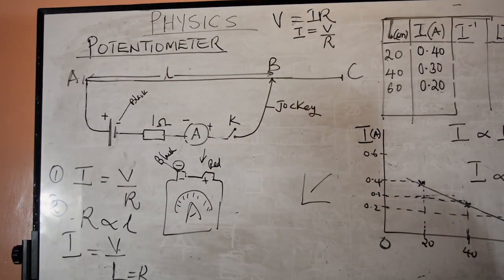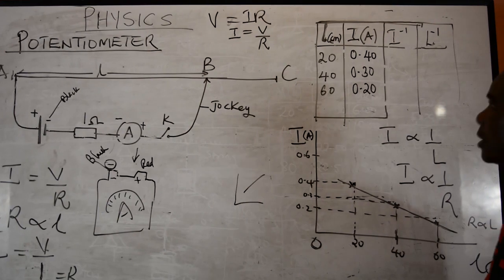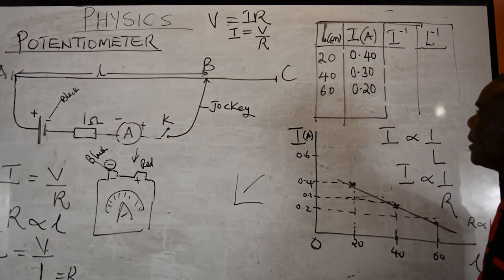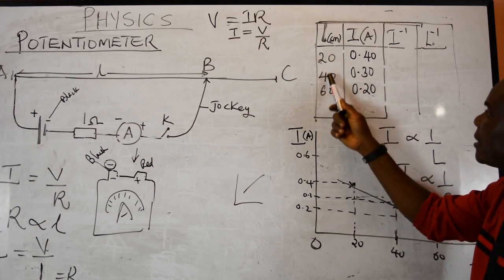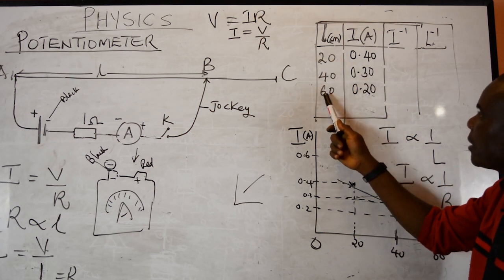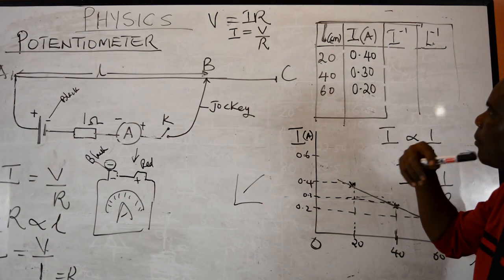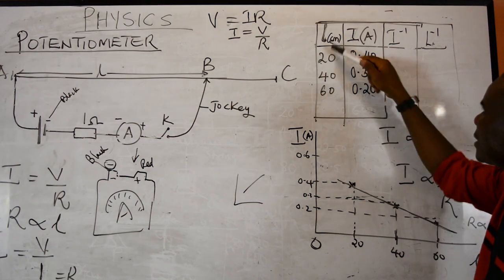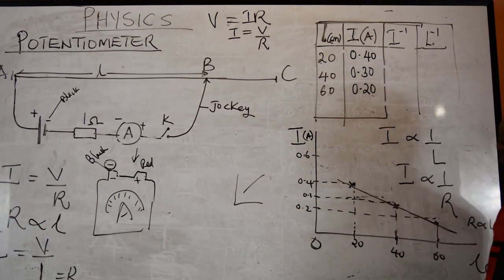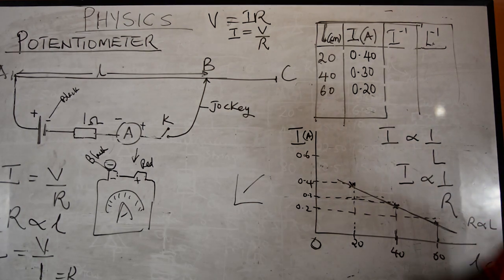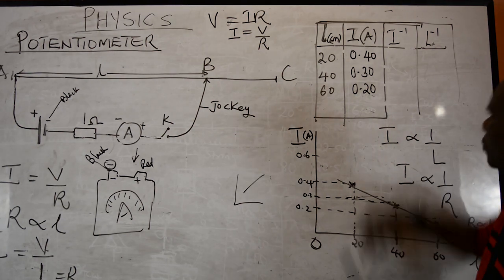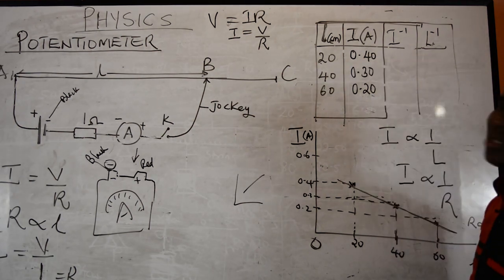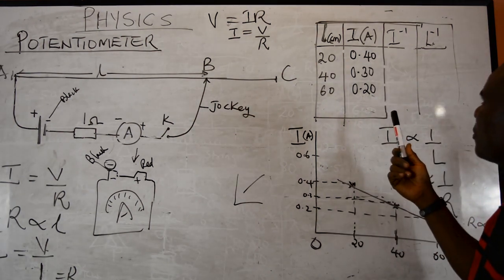And we saw from our values that there is a link between the length and the current. When the length is increasing, from 20 to 40 centimeters, 60 centimeters, the resistance was increasing as well. And when the resistance increases, the opposition to the flow of current also increases, and as the opposition increases, you don't expect current to flow much. The current keeps dropping because I'm increasing the resistance. So that's the relationship we are able to establish.